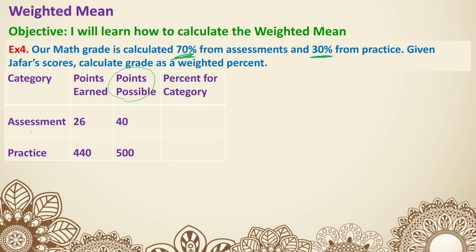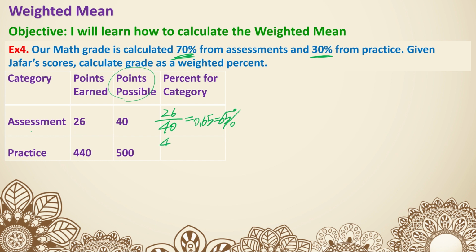So first, to be able to do that, we need to figure out what percent as a grade Jafar actually earned for assessment. 26 out of 40, which is going to give you 0.65 or 65%. So out of just assessment, Jafar has earned 65%, which in other words is 65 per 100. So if the total is actually 100, he earned 65 points.